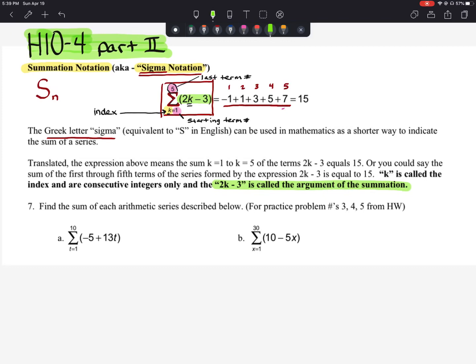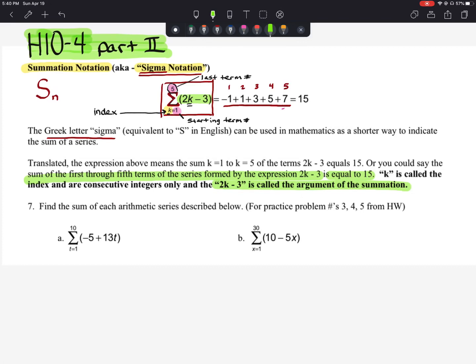So, for instance, this statement that you see up here that I have boxed in red, the way this would read here is we're going to find the sum of the first through the fifth terms of the series formed by the expression 2k minus 3. Okay, and they already found the sum and said the sum was equal to 15. But that's what this information is telling us.